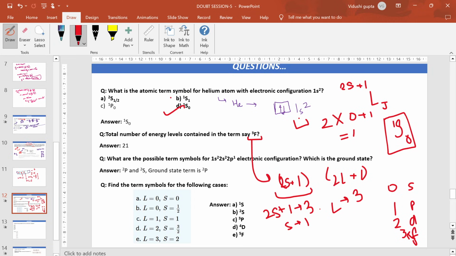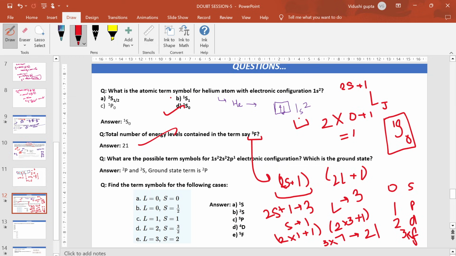Now substitute this value in this equation. So it will be 2 into 1 plus 1, multiply 2 into 3 plus 1. So it will be 3 multiply 6 plus 1, 7. That is 3 into 7, that is your 21. So this will be the total number of energy levels in 3F.